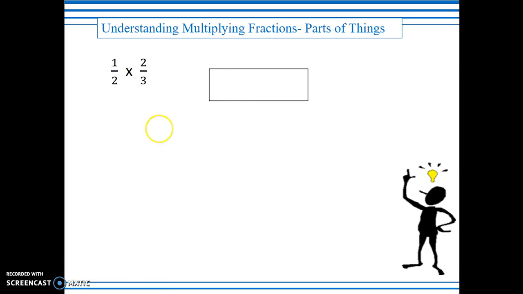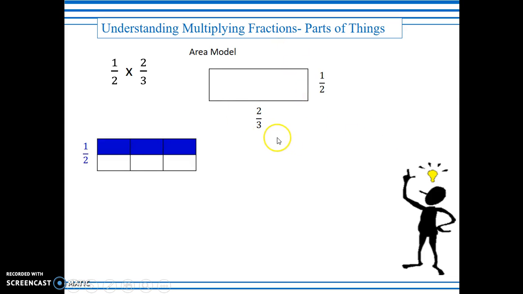Here we're talking about understanding multiplication of fractions as parts of things. So if you remember, we said 1/2 of 2/3. And you will get the same answer no matter which perspective you go with, but it might be a different way that you understand it. So when we talked about multiplying in elementary school, we talked about the area model. One of the numbers we wrote on the width, and one we wrote on the length. So here we have 1/2 on the width and 2/3 on the length.